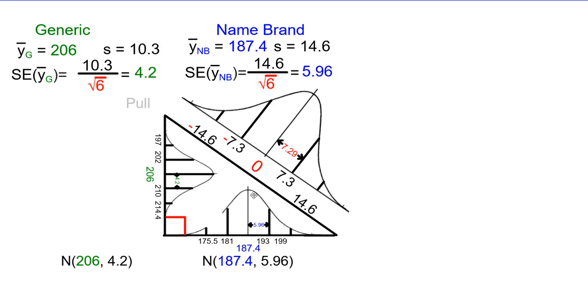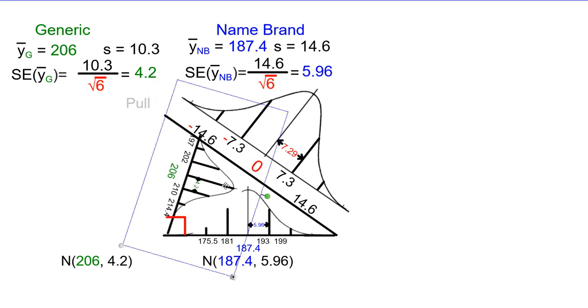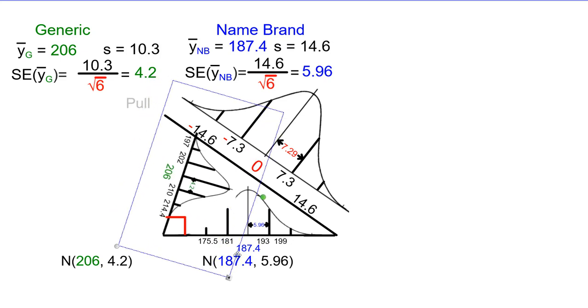Now in statistics, this is only true if the 2 events are independent. So is the name brand performance independent of the generic? If you think about it, a right triangle is independent, right? If this one was leaning slightly towards the name brand, then there would be a positive correlation between the 2. So as the name brand performance increased, the generic would also increase.